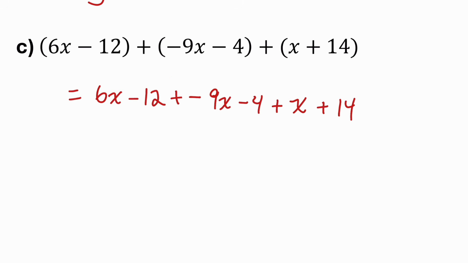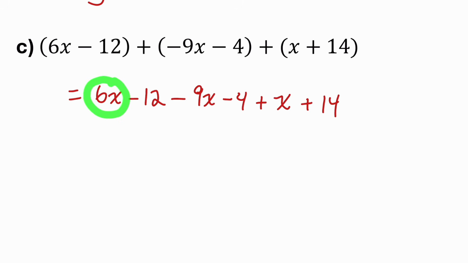And then notice I'm adding a negative 9x, so I could just rewrite that as minus 9x. And now I'll look for like terms that have the exact same variables with the exact same exponents. Well, the 6x, the negative 9x, and the positive 1x, they all have an x to the power of 1 as the variable part of each term. So those are all like terms. And then I have 3 constant terms, negative 12, negative 4, and positive 14. So those are like terms.